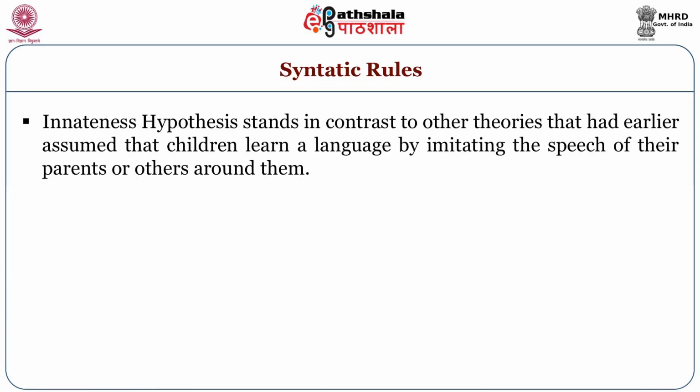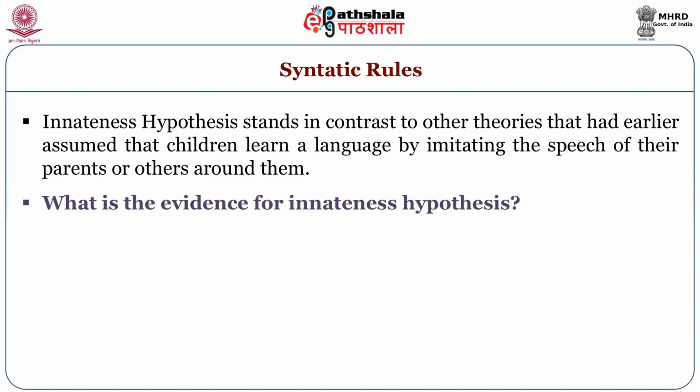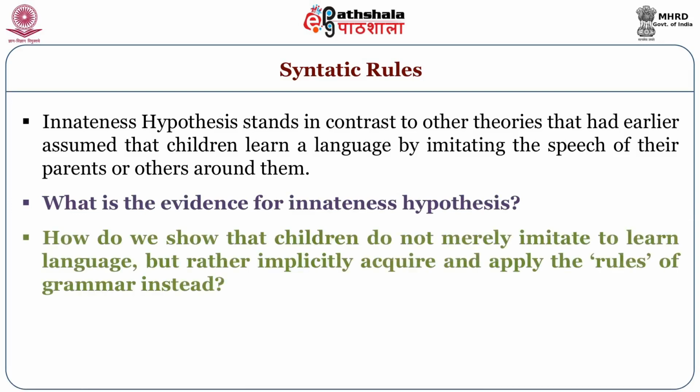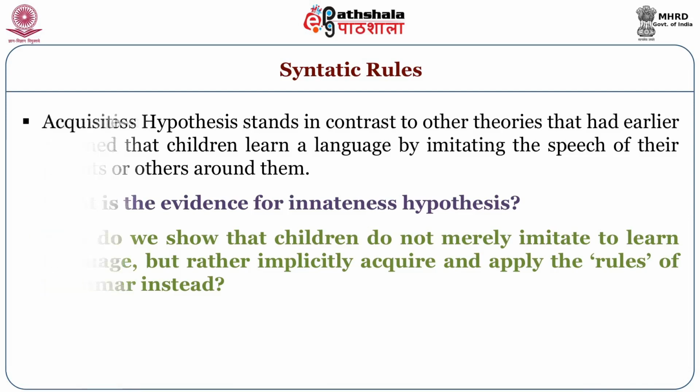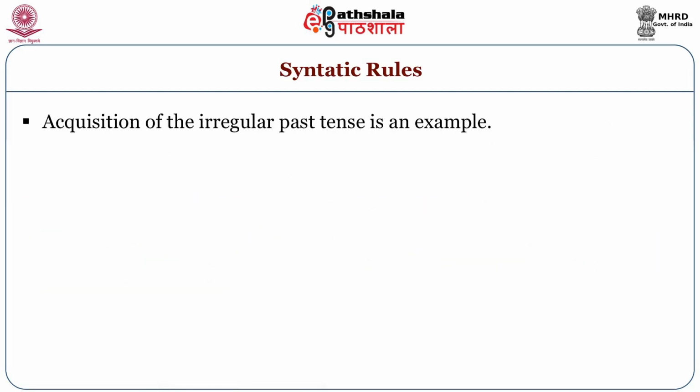The innateness hypothesis stands in contrast to other theories that had earlier assumed that children learn a language by imitating the speech of their parents or others around them. What is the evidence for the innateness hypothesis? How do we show that children do not merely imitate to learn language, but rather implicitly acquire and apply the rules of grammar instead? Acquisition of the irregular past tense is an example.